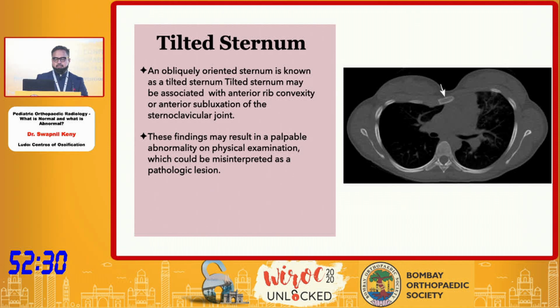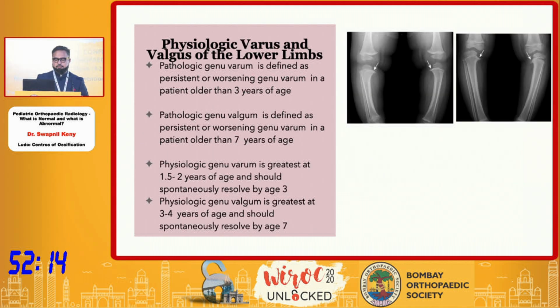Something like a tilted sternum is rare, but an obliquely oriented sternum with a rib convexity can sometimes be taken as a congenital anomaly, and hence one has to be very particular when one examines and tries to distinguish this normal anatomy from a congenital anomaly.